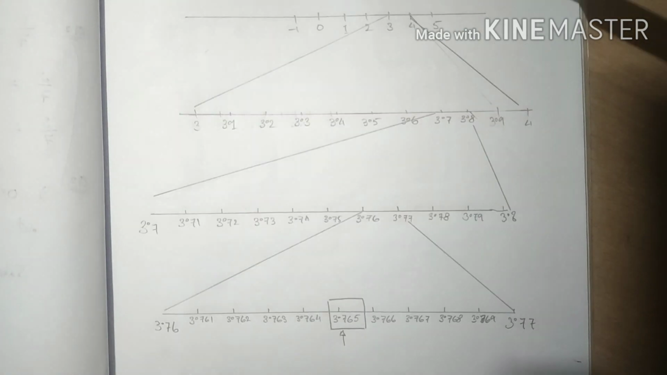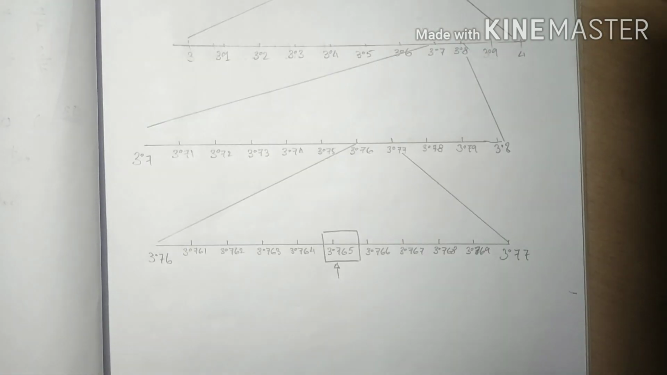Understood? So I hope you understood about this question, and the next question is exactly the same. It is just asked that the number should be 4.26 bar up to 4 decimal places. That means like this you have to show it on the number line by successive magnification.